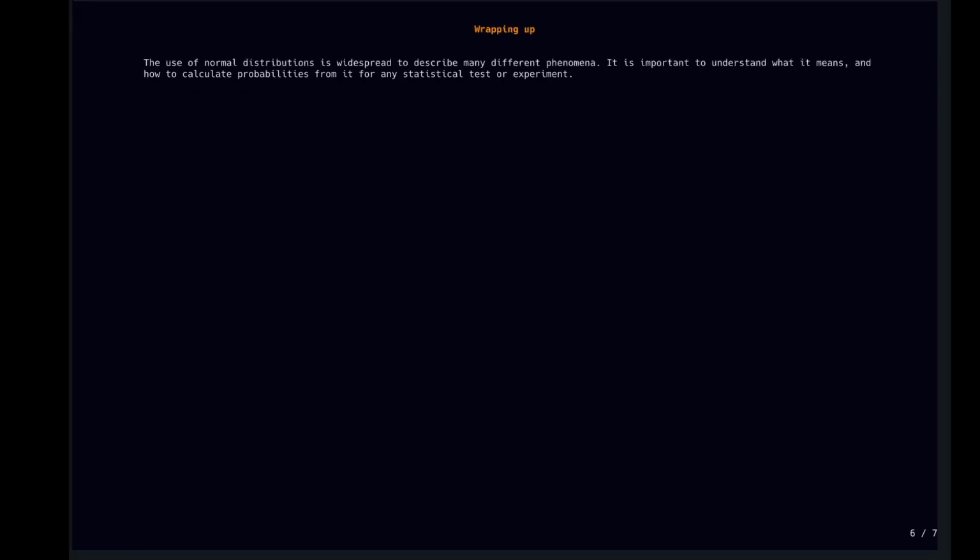The use of normal distributions is really widespread, and it can be used to describe many different phenomena from very different fields, like sociology and mathematics, obviously, and engineering. Students use it to describe how things are manufactured. And it really is important to understand what it means and get a conceptual grasp of it, to be able to calculate probabilities from it and use it for any statistical test or experiment that you might have.